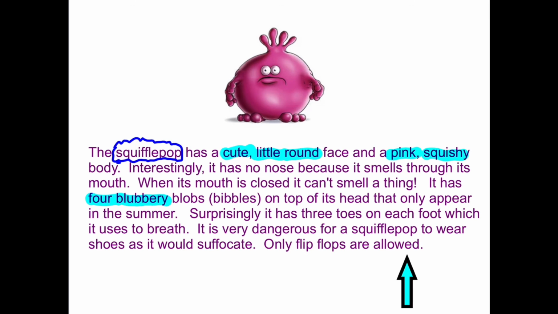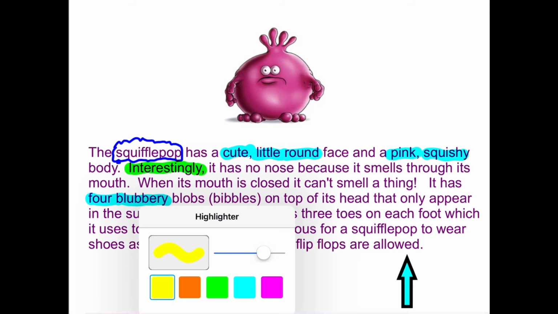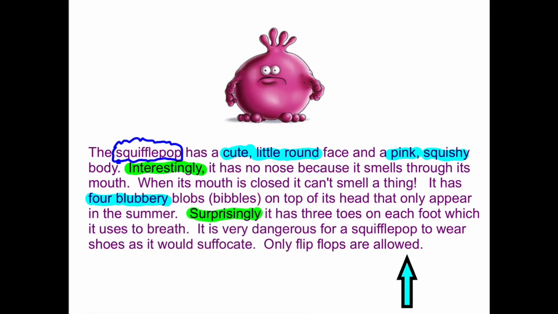So we've got interestingly, which is a really useful one to use when you're writing about an imaginary creature. And we've got surprisingly, which is another good one to use. So in your sentences, you can magpie some of these ideas and maybe start a sentence with interestingly or surprisingly. Now, can you spot any conjunctions in there? We've got an and we've got a because, and I think we had a that. But a that only appear in the summer.